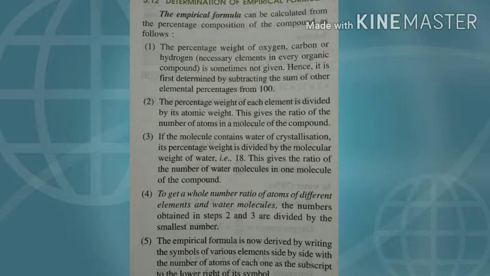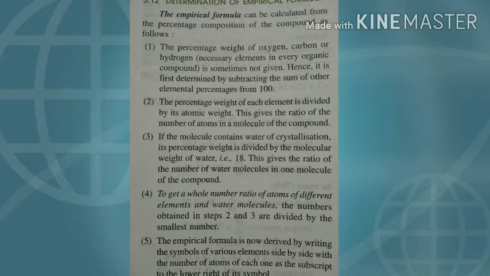The empirical formula can be calculated from the percentage composition of the compound as follows. The percentage weight of oxygen, carbon or hydrogen, these are the necessary elements in every organic compound, is sometimes not given. Hence, it is first determined by subtracting the sum of other elemental percentages from 100. The percentage weight of each element is divided by its atomic weight. This gives the ratio of the number of atoms in a molecule of the compound.